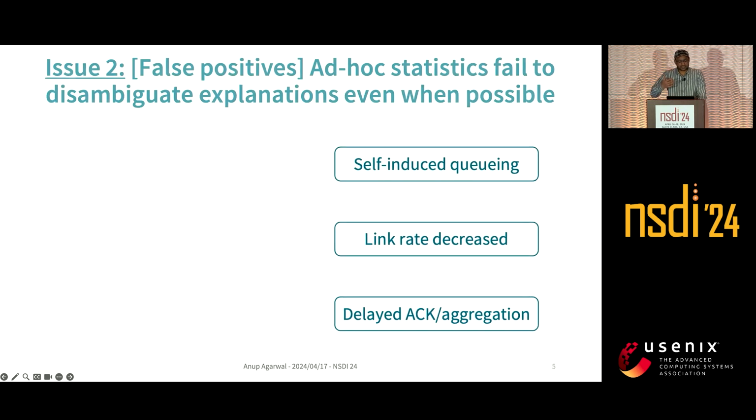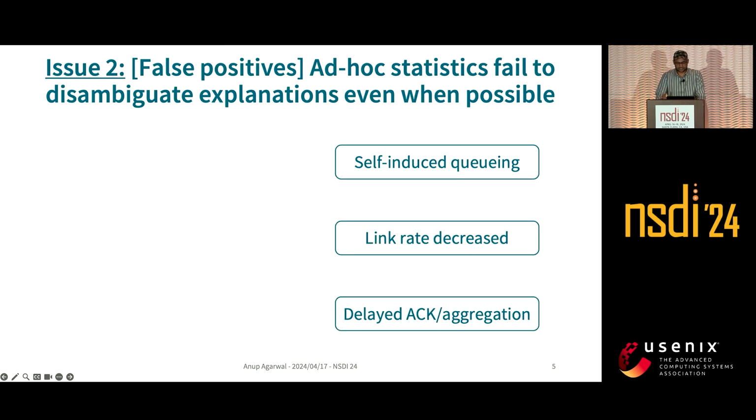What's more is, even if CCAs consider all of these explanations, they may commit false positives. So they may fail to disambiguate between these explanations, even when disambiguation is possible. So we looked at the RTT measurement.